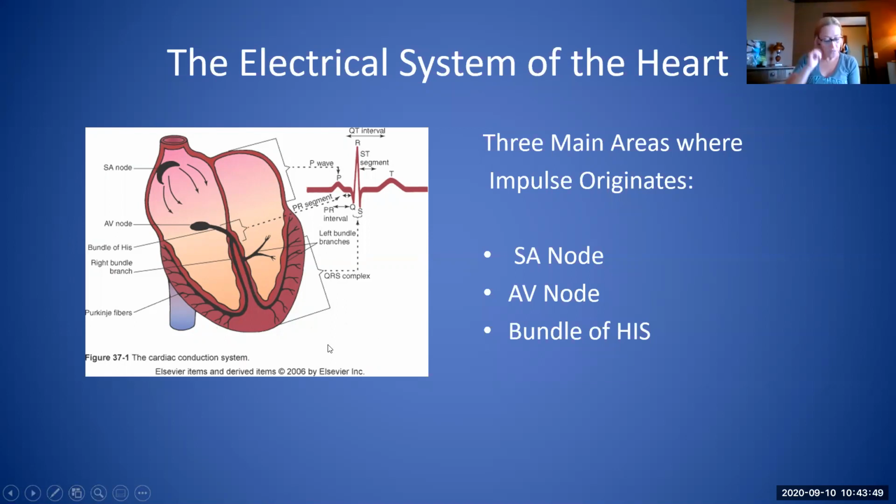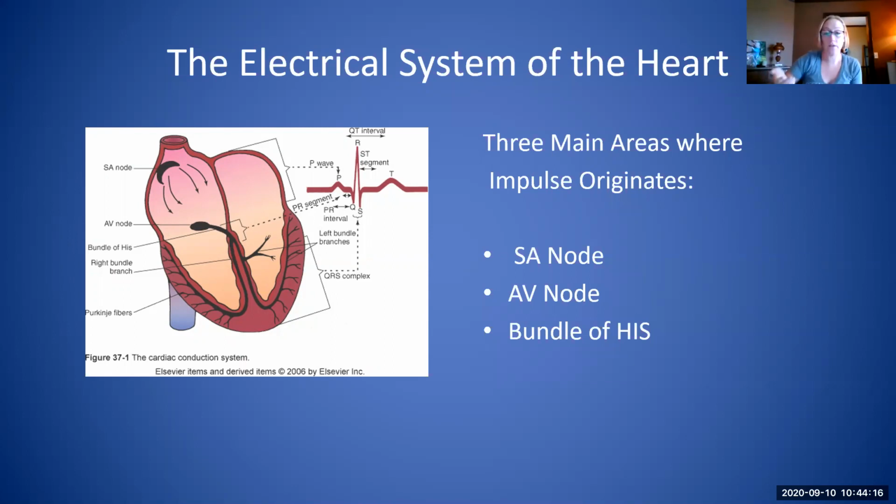So the SA node has a rate of 60 to 100, which is our normal heart rate, right? Our normal heart rate is 60 to 100. So our SA node is the main pacemaker of our heart. If your SA node starts to have problems or something happens that knocks out that SA node, then it can default to our AV node, but that rate is slower. It's a rate of 40 to 60.